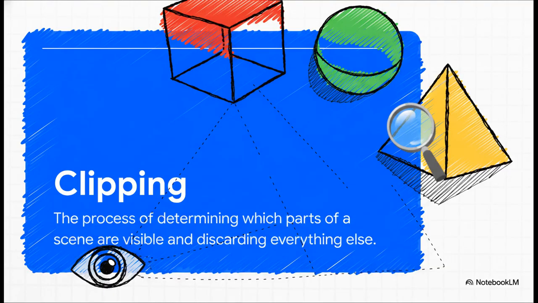So now we have solid shapes. But in any busy scene, a lot of those shapes are going to be off-screen or hidden behind other objects. To avoid wasting a ton of processing power drawing things we can't even see, the computer does something called clipping. It basically figures out exactly what's inside your screen, your field of view, and just completely ignores everything else. It's an essential efficiency hack that really makes modern graphics possible.